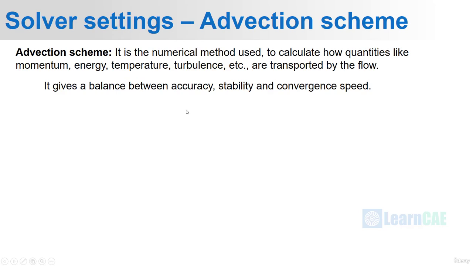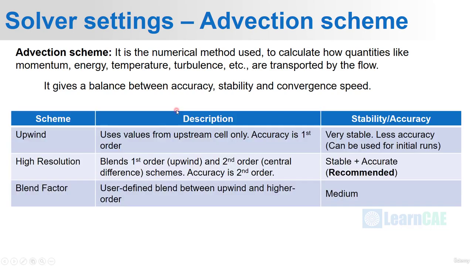Okay. So there are three types of advection schemes here. We shall see one by one. The first one is upwind. It uses the values from the upstream cell only and the accuracy is first order here. It is very stable but the accuracy is less and it can be used for initial runs and not for the final cases. The next one is high resolution. It blends the first order, that is upwind scheme, and also the second order, that is central difference schemes, in the regions locally wherever necessary. And the accuracy is second order. It is both stable and accurate and it is recommended for common CFD analysis cases.